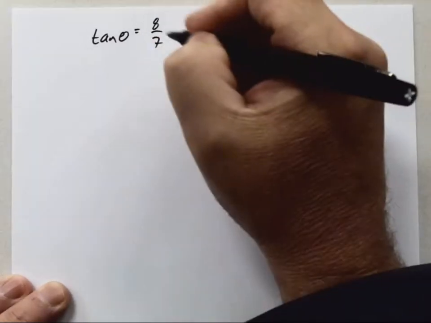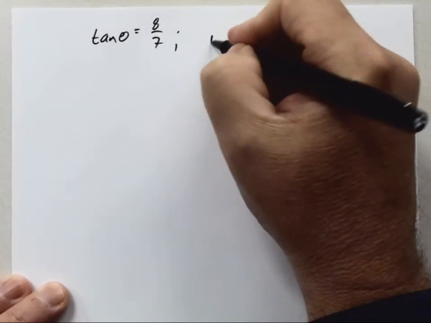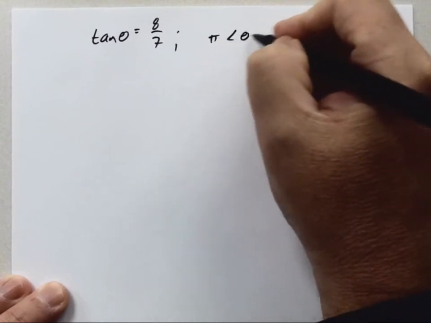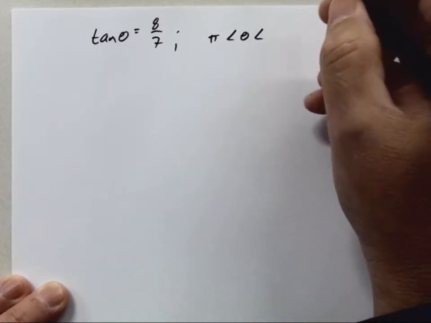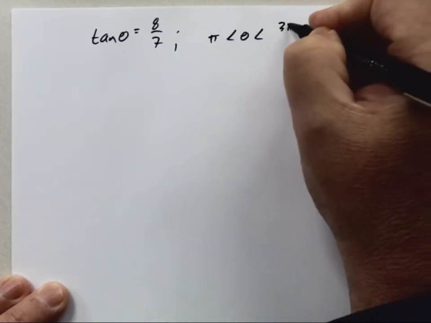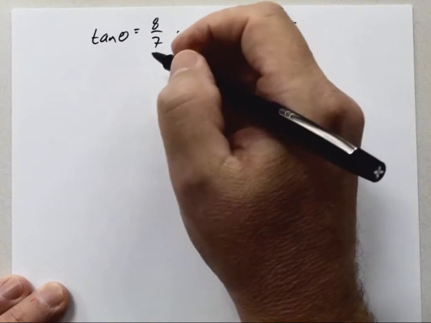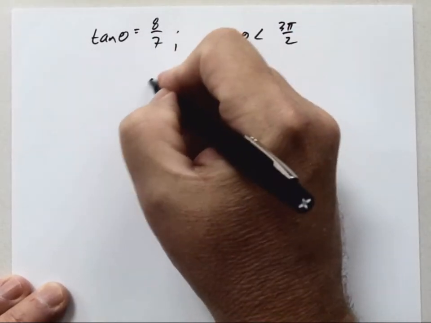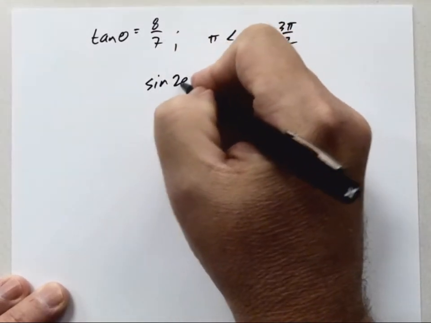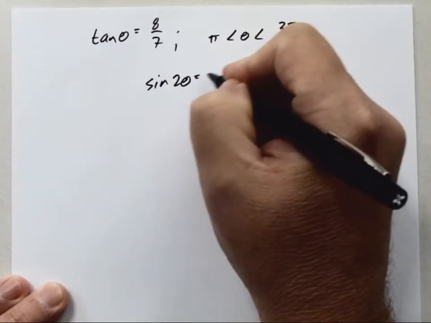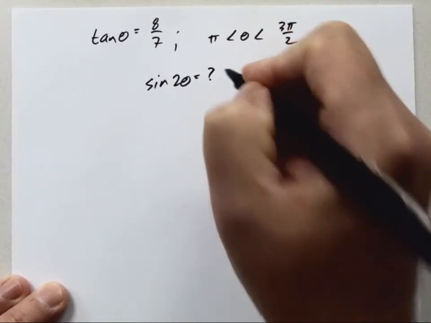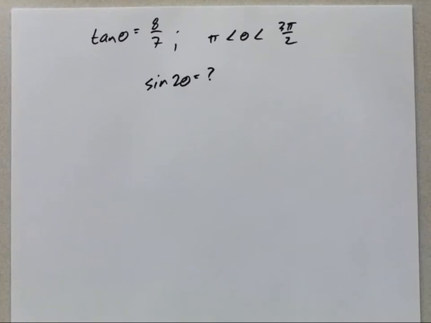There's a trig function, and then they say that initial angle theta is between pi and 3 pi over 2. And then they ask us to find the 4 things. I'm just going to find 2 of them. I'm going to find the sine of 2 theta, and then I'll do the sine of theta over 2.